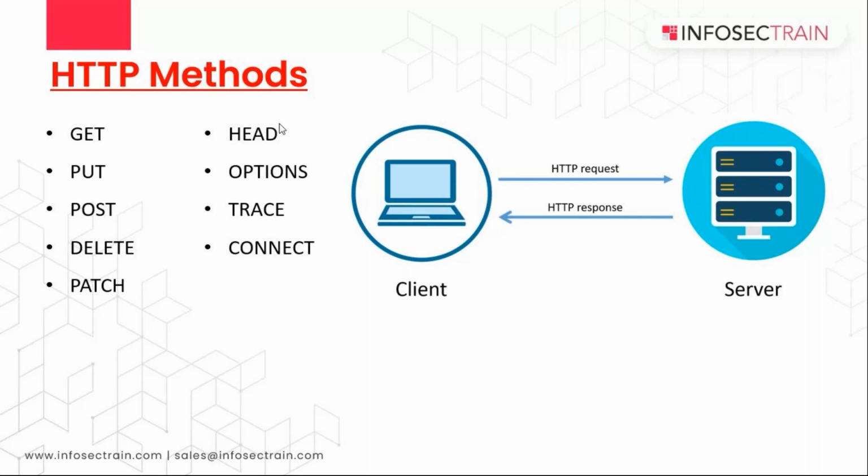Next is OPTIONS. What is OPTIONS? It describes the communication options for the target resource, right? It is used to find out the communication options available, and it will give you information about the supported methods, the supported headers, and everything. That's OPTIONS. Next is TRACE.